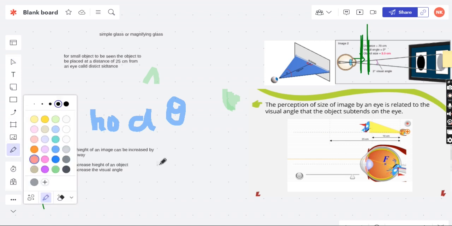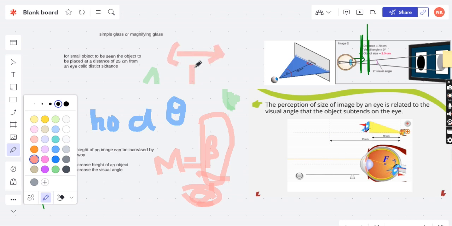The formula is quite simple: magnification is equal to beta upon alpha. Now I won't be writing a long definition here. Beta is basically the visual angle subtended by an image, while alpha is the visual angle subtended by an object at a distance d. Now what is the distance d? It is the minimum distance through which you can see an object clearly. For example, this minimum distance is equal to 25 centimeters.